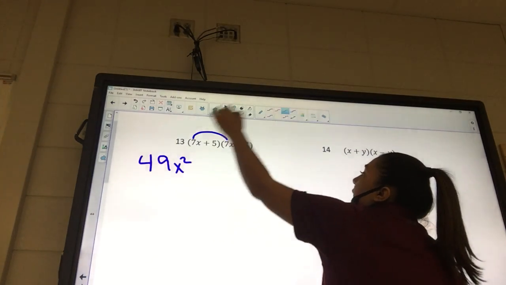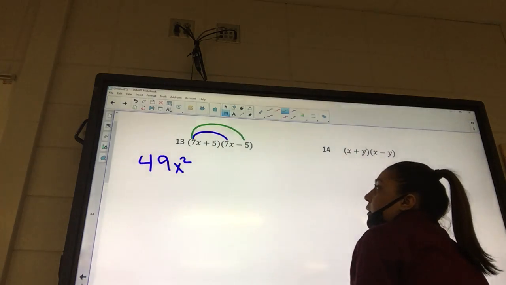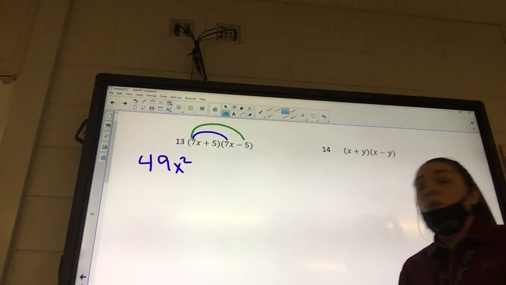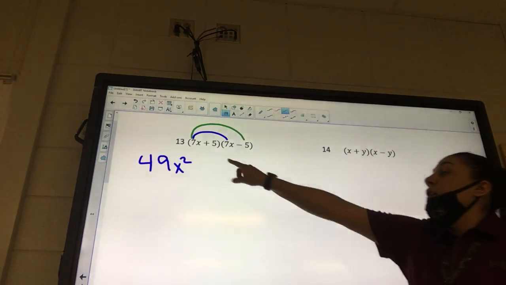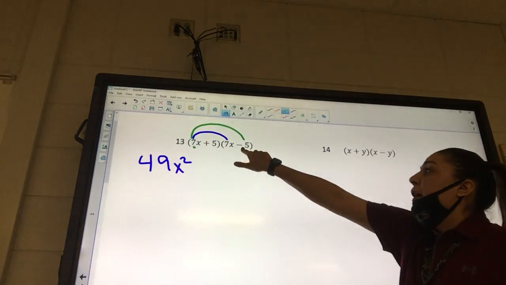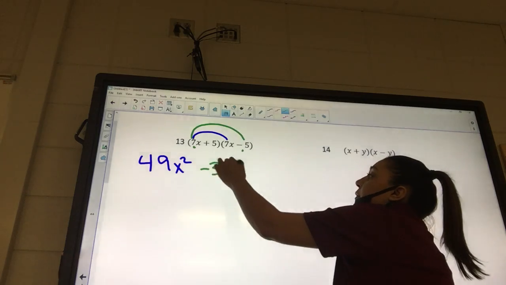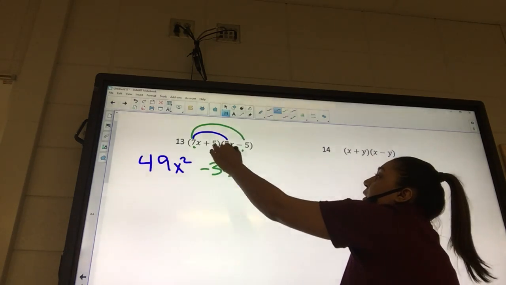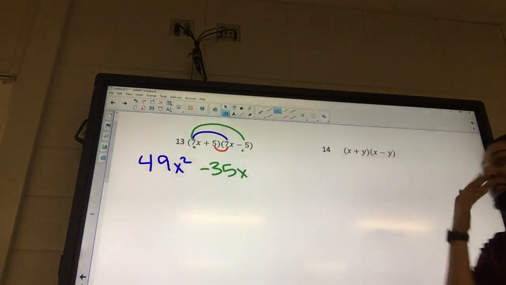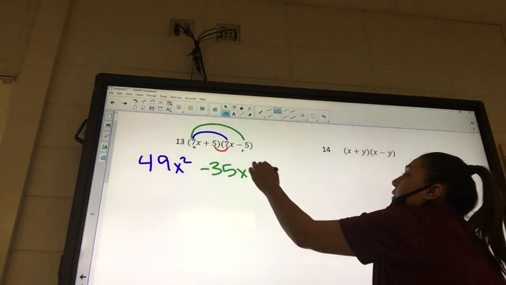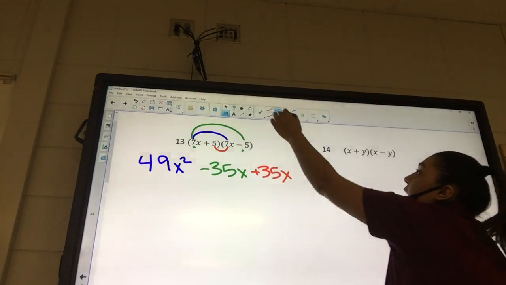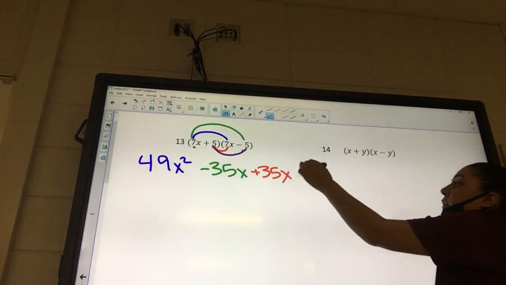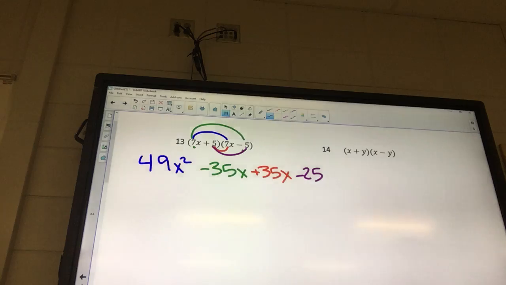Squared. What about the outer 2? Negative 35x. So 7 times negative 5 is negative 35x, and I have 1x between those. Okay, what about the inner? Plus 35x. And the last? Negative 25.